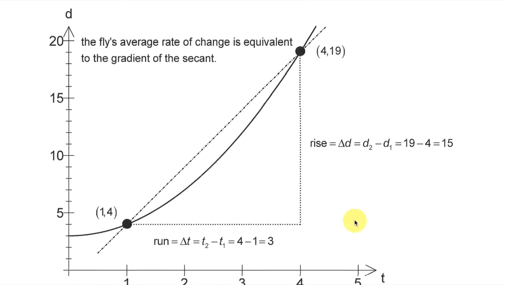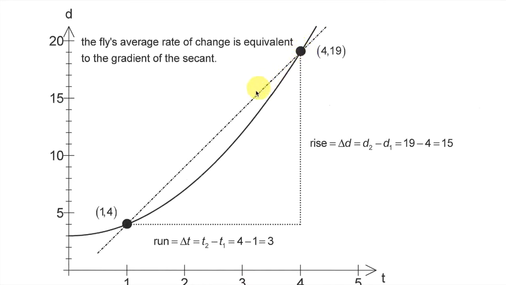If we're interested in the fly's instantaneous velocity, then what I would need to do is draw in a tangent line here, just drawing a tangent line to the curve at the point (1, 4), and then calculate the gradient of that tangent line. That will give us the instantaneous rate of change, or the instantaneous velocity of the fly at the 1 second moment in time.